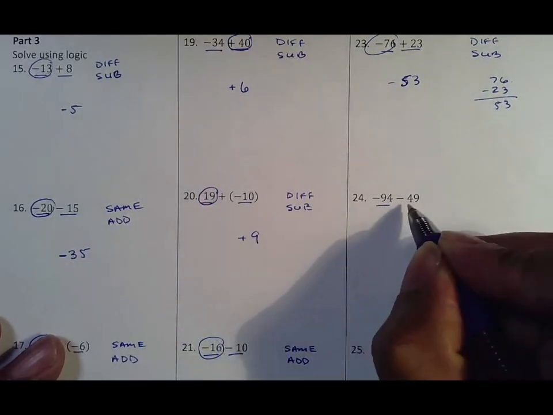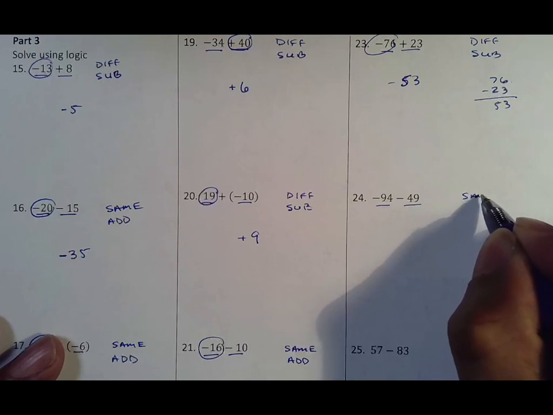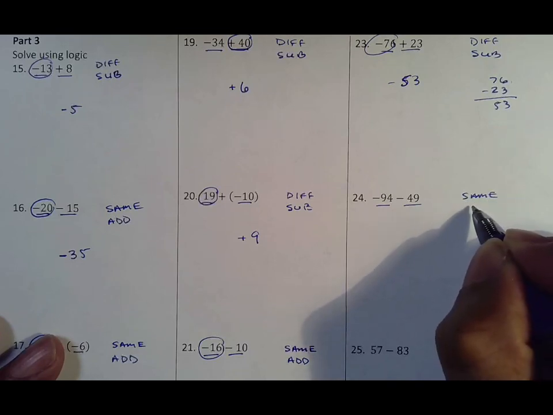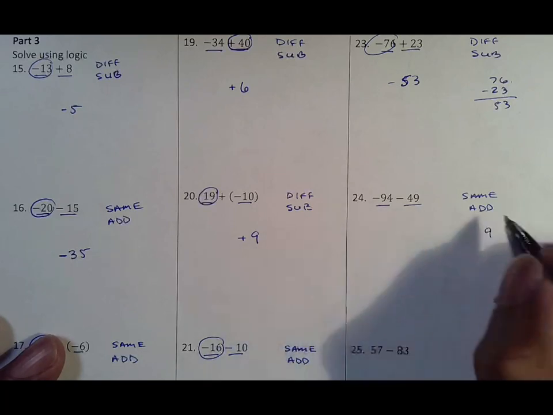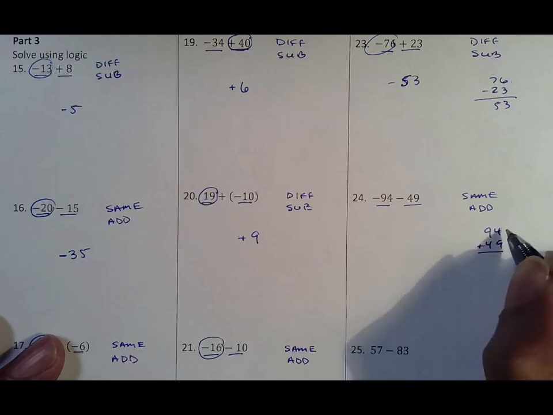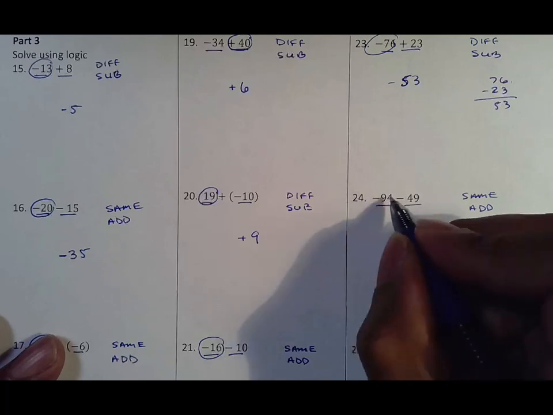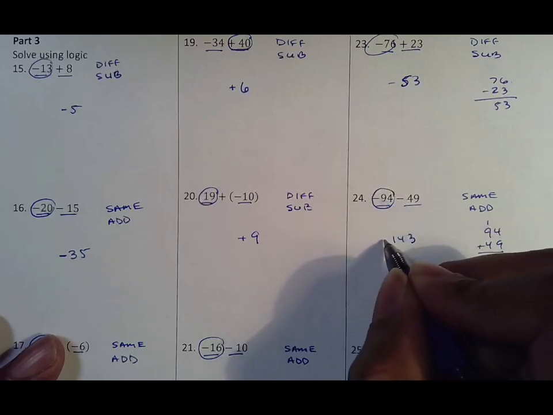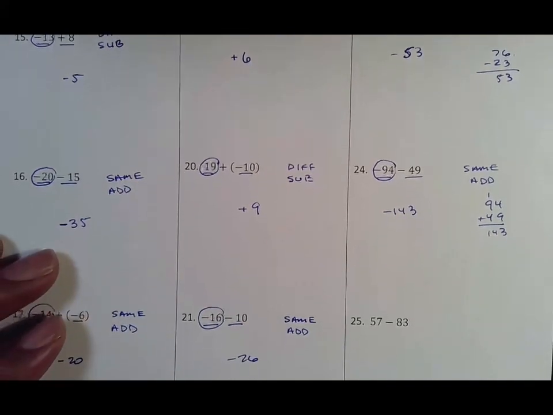Negative 94, negative 49, negative, negative, same. If they're the same, we are going to add them together. Because we add them together, and I don't know how to do that in my head, I'm going to do 94 plus 49. I'm going to do 4 plus 9, which is 13. Carry 9 plus 1 is 10, 14, 143. And again, the bigger number is negative, so I put my negative down. As long as you take your time, you should be able to make it through this stuff.